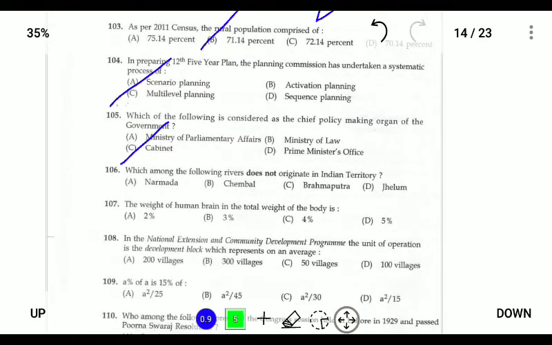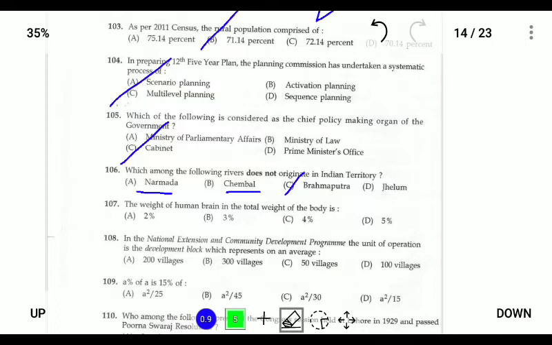Next, which of the following does not originate in the Indian territory? So Narmada originates in India, Amarkantak Plateau. Chambal is also a river originating in India, whereas Brahmaputra originates in the Tibetan region of Tibet. So the answer is Brahmaputra, which does not originate. However, the Brahmaputra enters India through Arunachal Pradesh, and finally it drains into the Bay of Bengal.